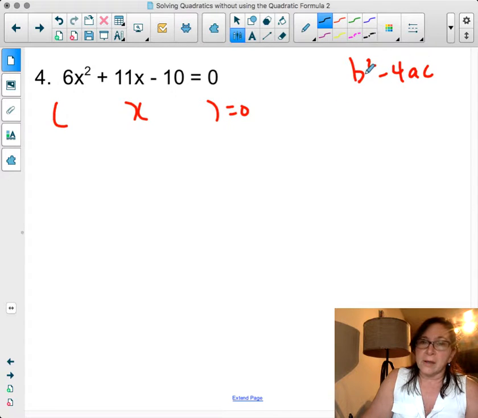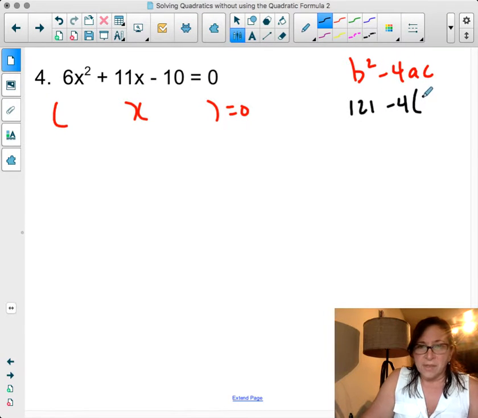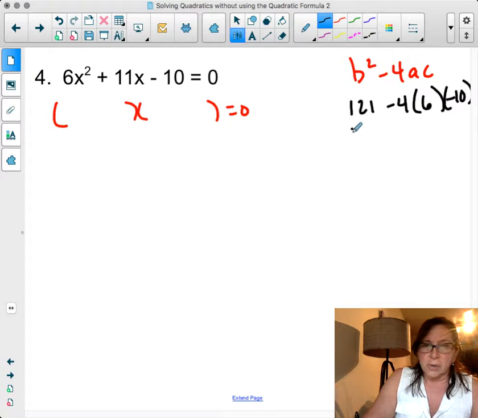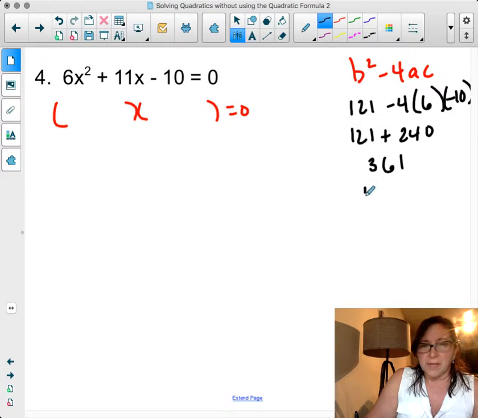But let's just check. b squared would be 121, which is 11 times 11, minus 4 times a, which is 6, times c, which is negative 10. So that makes 121, and two negatives make a positive, so 24 times 10, which is 240. 240 plus 121 makes 361. And you ask yourself, is this a perfect square?